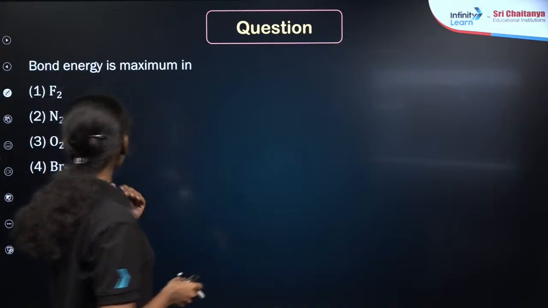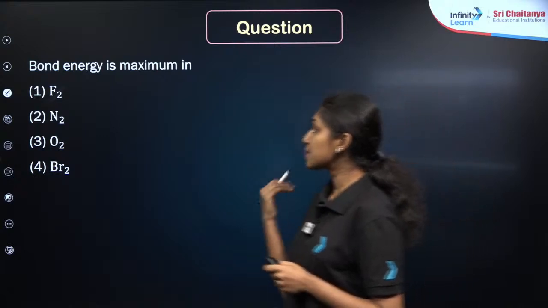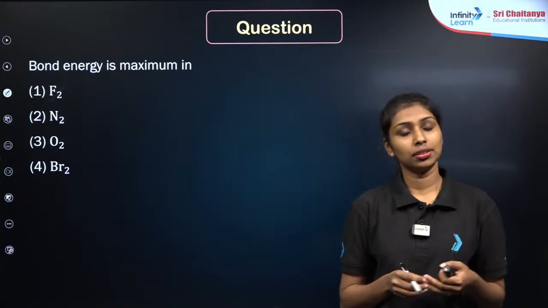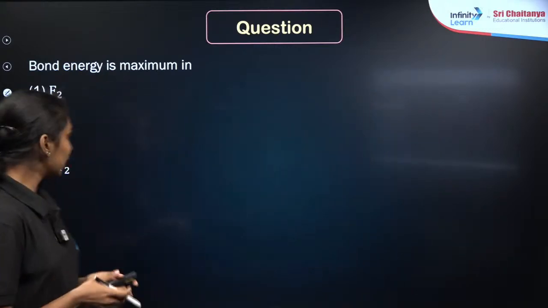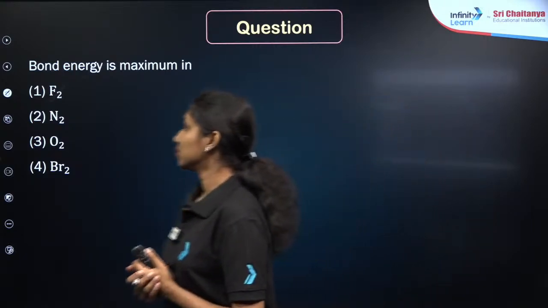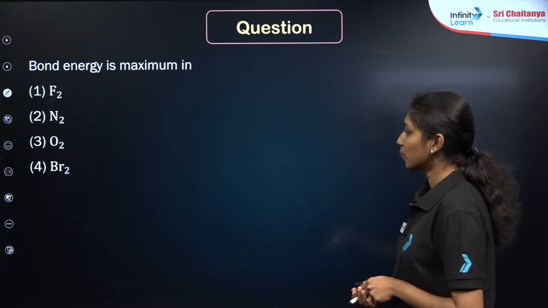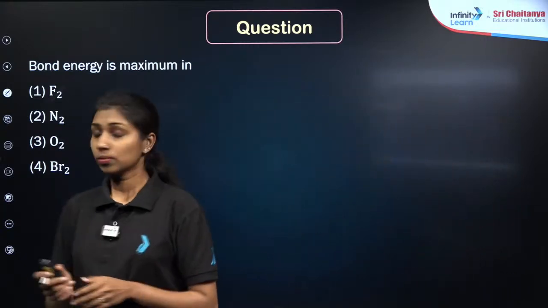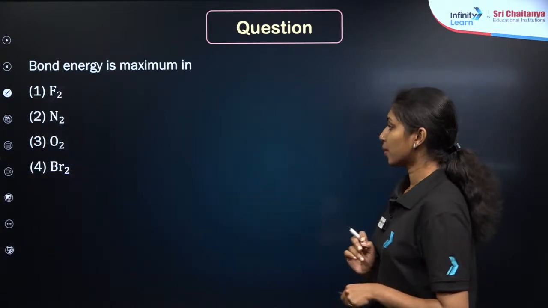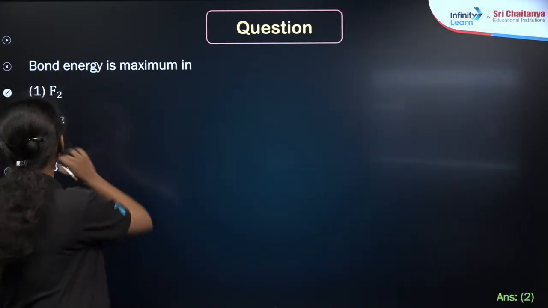Okay, now here is the third question. A few diatomic molecules are given here. Find out the molecule with the maximum bond energy. Hi Pintu Kumar and Karthik. Okay, what is the answer here? N2, right? Yes, option 2, that is N2, is the correct answer.